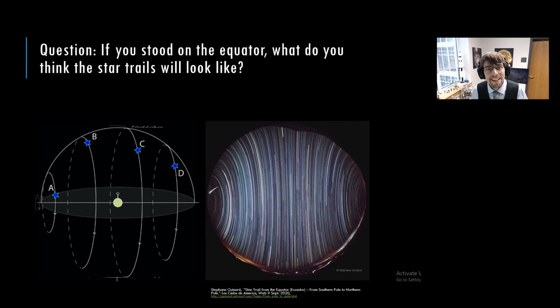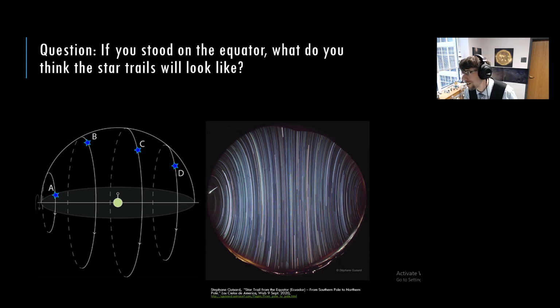Cool, huh? The other thing I'll mention is that at the equator, when the stars set, the star trail is going to be perpendicular to the horizon. Okay? As you walk from the equator towards the geographic poles, you'll notice that those star trails will make a steeper and steeper angle with the horizon until they're parallel with the horizon, at which point you're at the poles. Yeah, cool, huh?